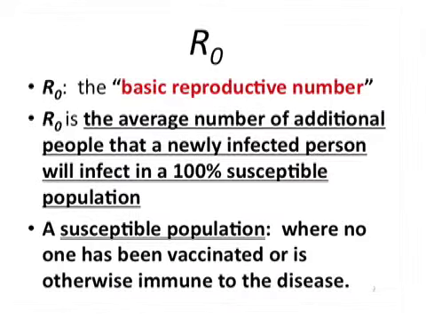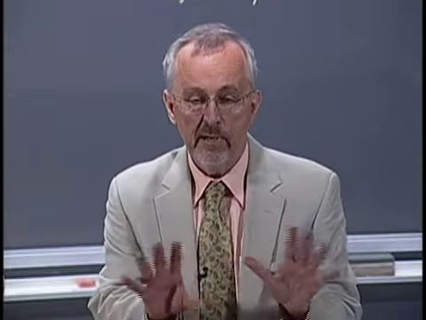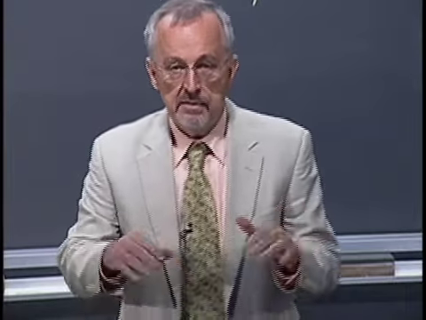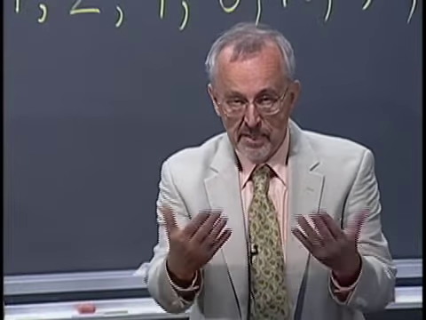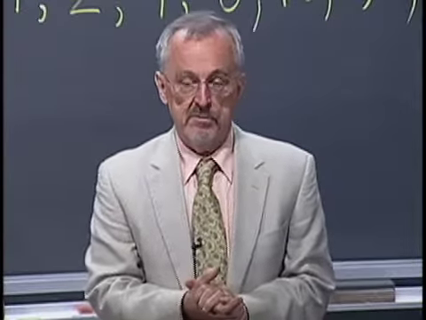R0, as you see on your screen right now, is defined to be the average number of additional people that a newly infected person will infect in a 100% susceptible population. That's a mouthful. A 100% susceptible population is a population of people that have not been vaccinated before or are not immune to the flu, and given an infection event, will likely get infected with that flu.